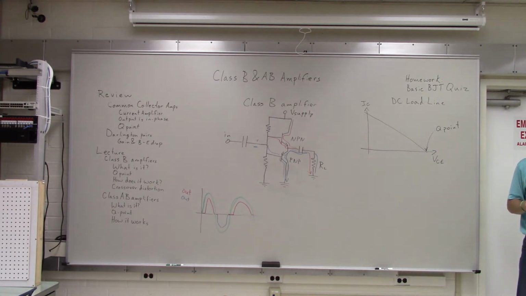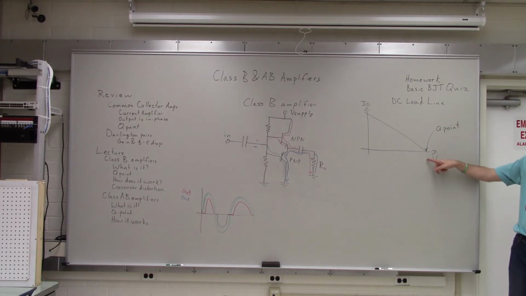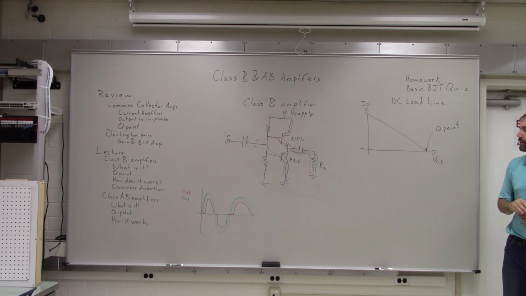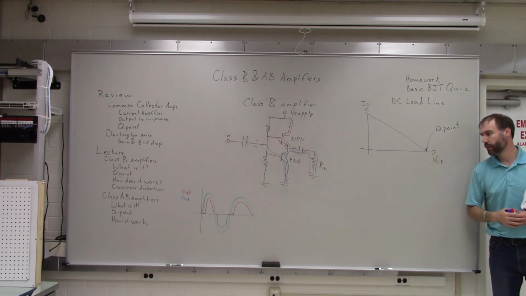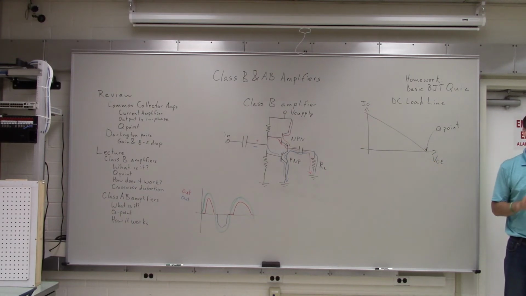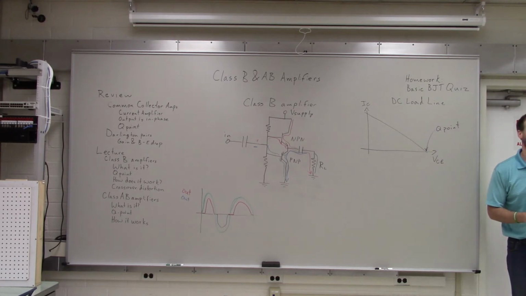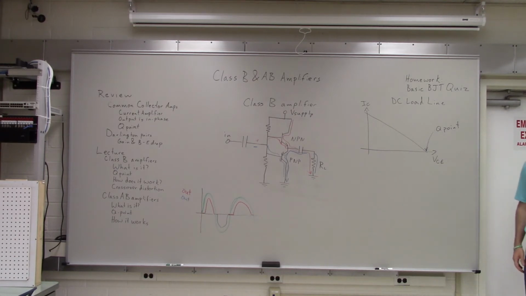Okay, so this is the definition of a Class B amplifier. It's an amplifier that has a Q point right at zero current. So this makes it attractive because it is very efficient, right? It's not using any current when you don't have any signal coming in, but of course you have that crossover distortion, which is a negative feature. So questions about the Class B amplifier? Okay.